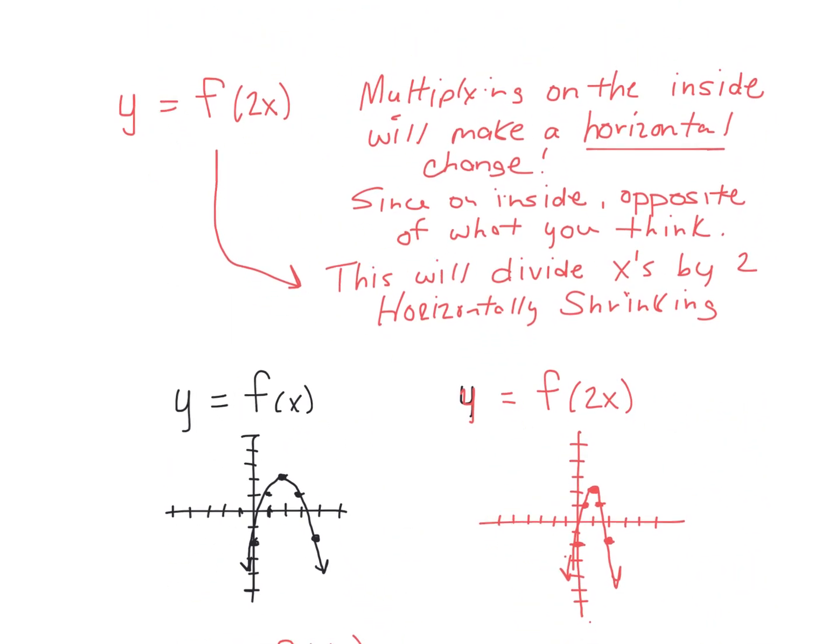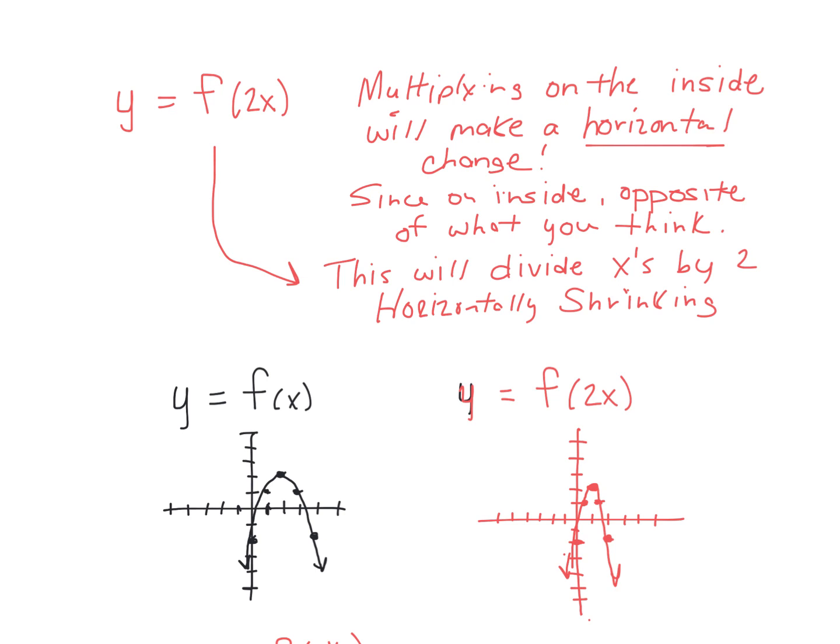All right, now, if we work on the inside, so in this case we've got y equals f of 2x. So we're multiplying by 2 on the inside of the parentheses. That's going to make a horizontal change, just like your translations move things left and right. This is going to horizontally either stretch or shrink the graph. Since it's on the inside, we think opposite of what you'd think. So that 2x on the inside will actually divide the x's by 2, which will horizontally shrink it, which is the same as a vertical stretch.